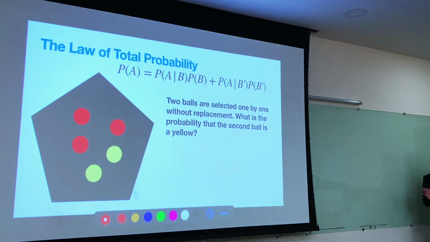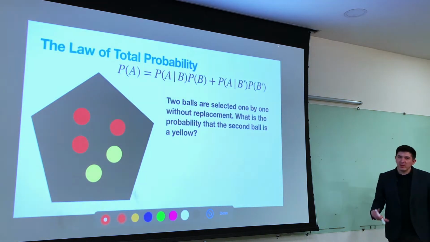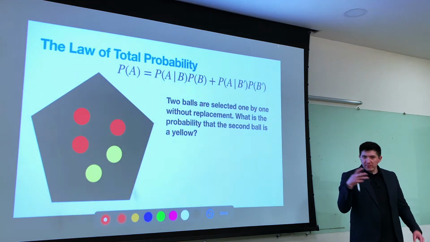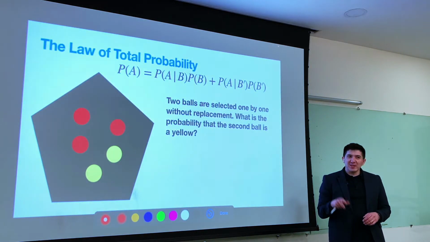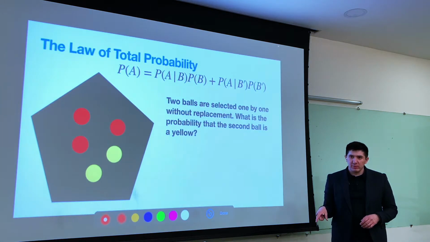Do you understand the question? You choose 2 balls in a row. You choose one ball, don't put it back in the bag, and you choose the second ball. What is the probability that the second ball is yellow?